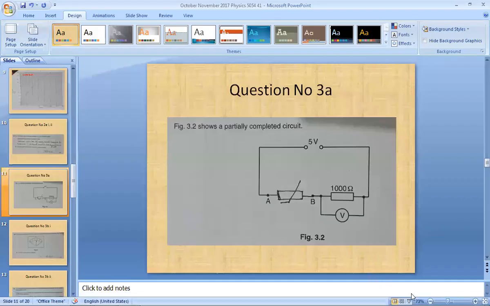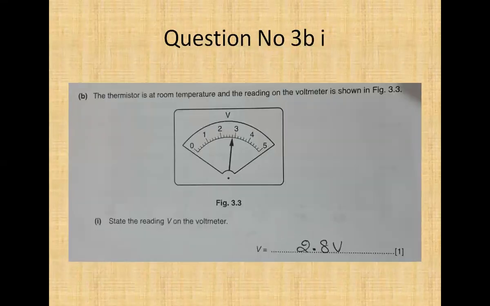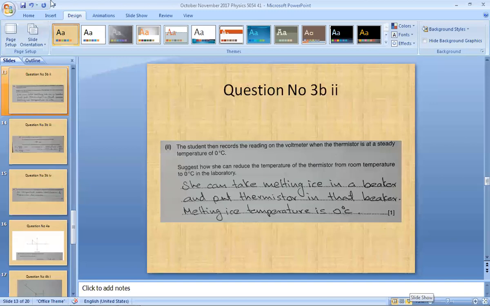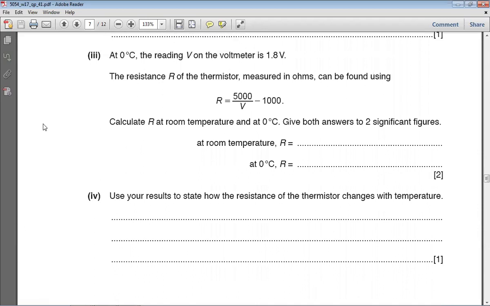Let me show you. This is the symbol for the thermistor, and the reading is 2.8. She can take melting ice in a beaker and put the thermistor in that beaker. Melting ice temperature is 0 degrees centigrade. So the thermistor will be subjected to 0 degrees centigrade. Okay, so let's move to the next part. He says at 0 degrees centigrade, the reading V on the voltmeter is 1.8 volt. So when the temperature is 0 degrees, the voltmeter's reading is 1.8 volt.